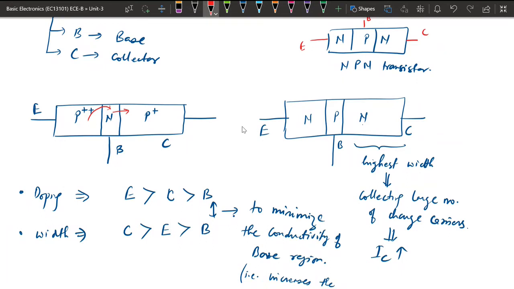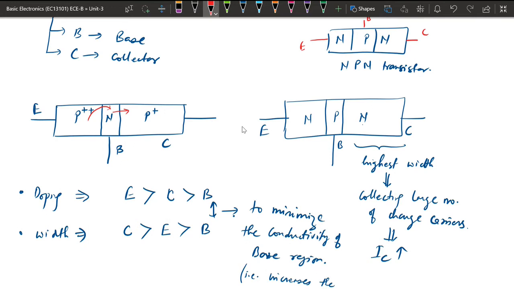That's why this base region is made with smaller doping, because fewer charge carriers will be there. So the recombination that takes place will be very small. With less recombination, most of the available charge carriers will move to the collector side. So most of the charge carriers from the emitter will move to the collector, and that will be part of the current flow. So that's why this base is made lightly doped.